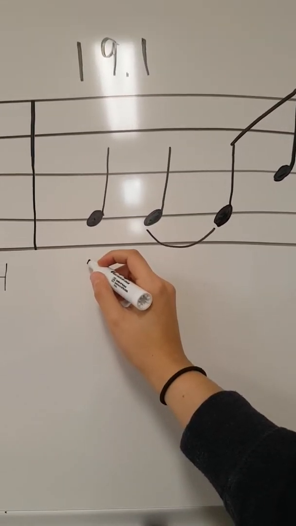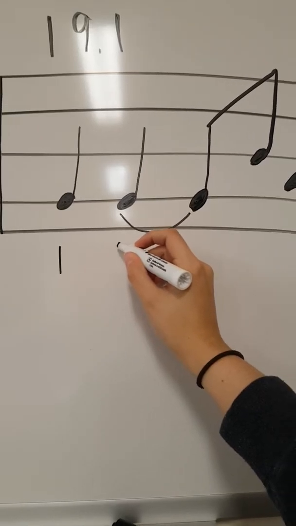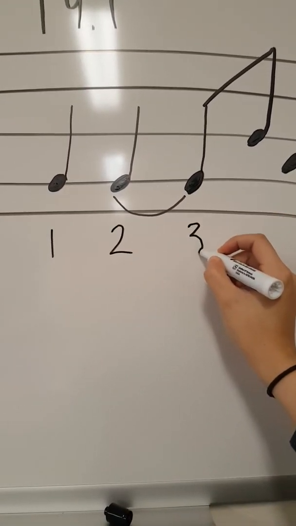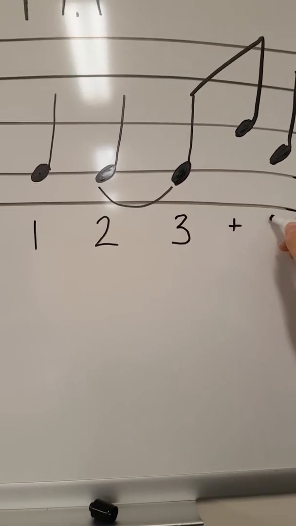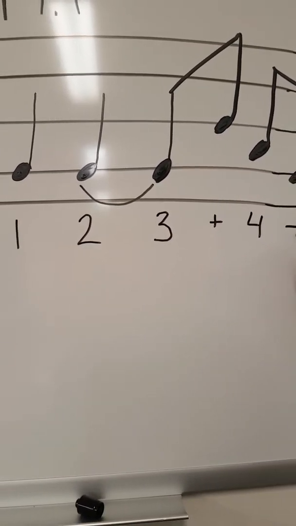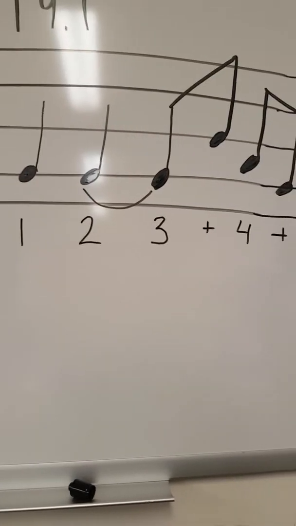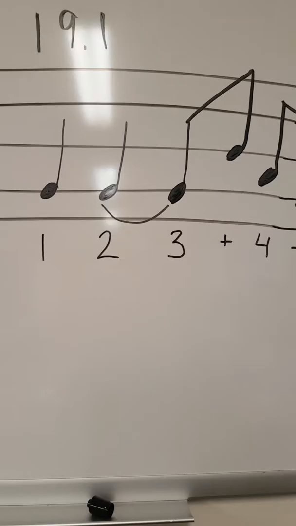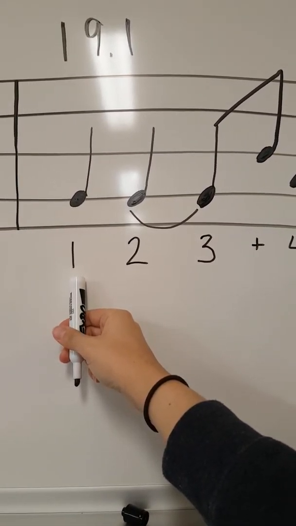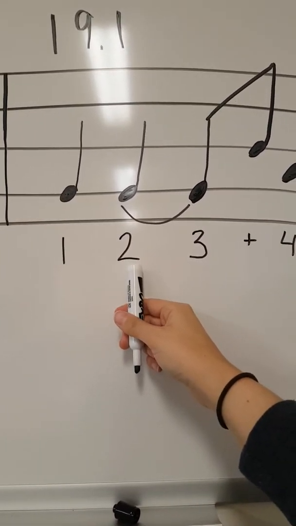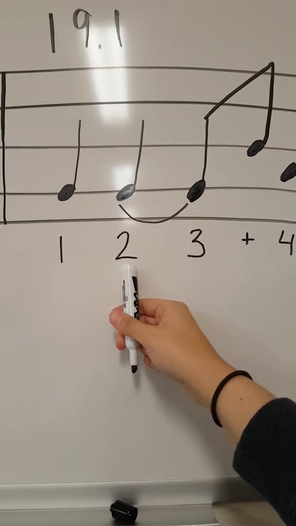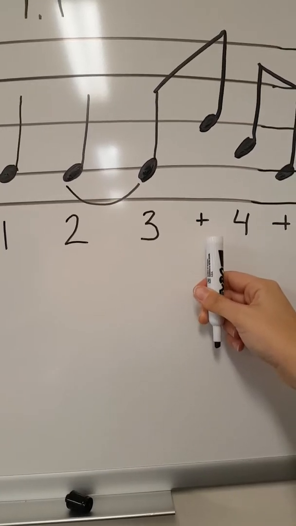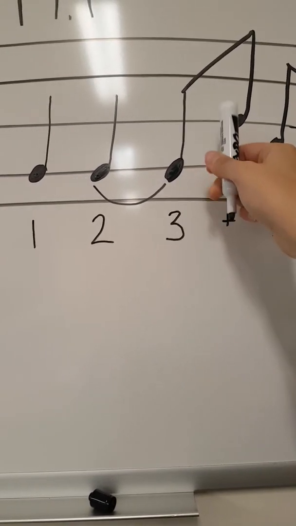So we always start with 1, then we go to 2, and just keep counting. 3 and 4 and. So those are the counts for 19.1. You're going to play this note, you're going to play this note, and you're going to hold it all the way until this beat when you're ready to play that note.